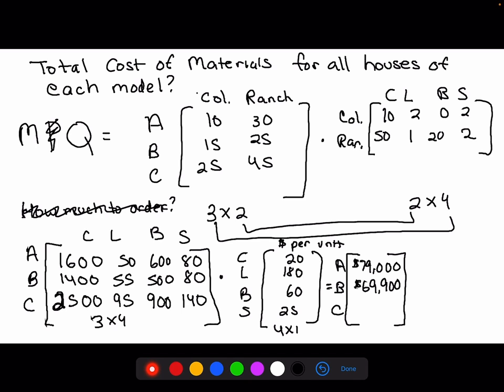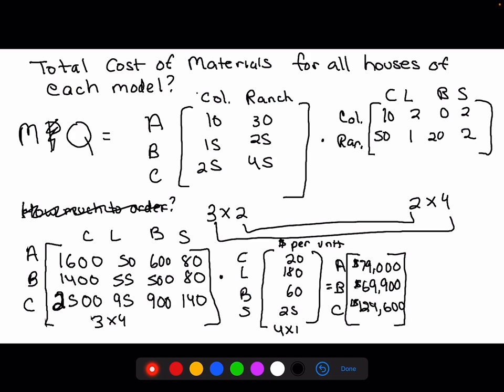You probably were following along going, oh, Miss Schofield, probably yelling at me. But I can't hear you. 50 plus 45 is 95, that works. And then 0 plus, that should work. Okay, let me try it again then. All right, 2,500 times 20 plus 95 times 180 plus 900 times 60 plus 140 times 25. Much better. 124,600. Woo!